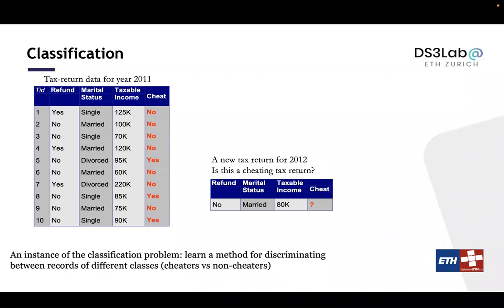If you talk about this classification problem, we try to learn a model for discriminating between records of different classes. Here we are trying to discriminate records between cheating and not cheating. We want to separate them using all the other attributes. As you can see, in this case it fits into the relational schema really well. All the historical records are a relation, and all the things you want to predict are also another relation. You are trying to fill in the blank. That is intuitively what it tries to do.